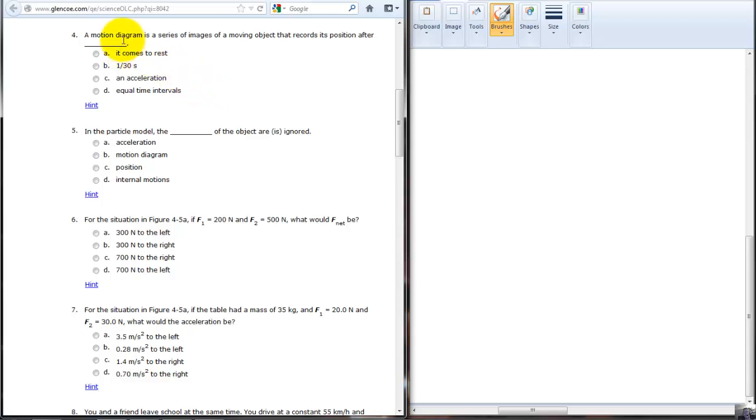Number 4. A motion diagram is a series of images of a moving object that record its position after equal time intervals. So the motion diagram has them equally spaced. And we said that was kind of like when you use a camera with the shutter option where you hold the trigger down and it takes a picture every so often. That's equally spaced pictures. And then based on the spacing of the object in the photo or in the motion diagram, you can tell whether it's speeding up or slowing down. And you can tell how fast it's going. If it's going very fast, the dots will be spaced farther apart. If it's going slower, the dots will be closer together because the distance per time interval is going to be smaller.